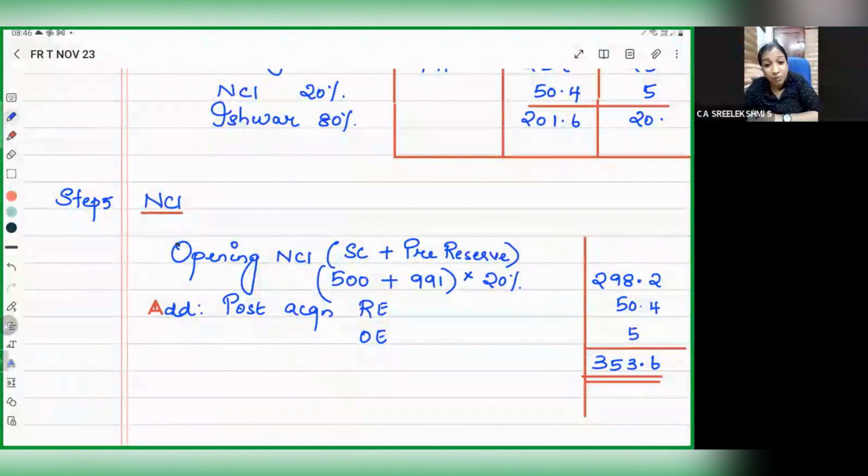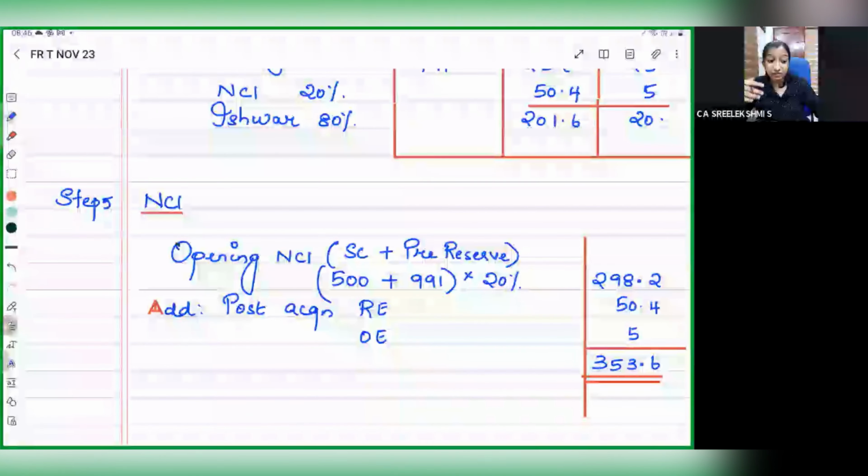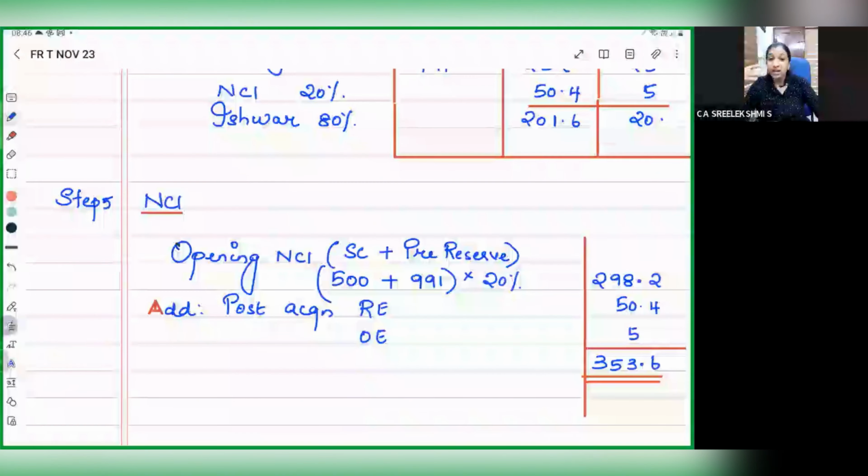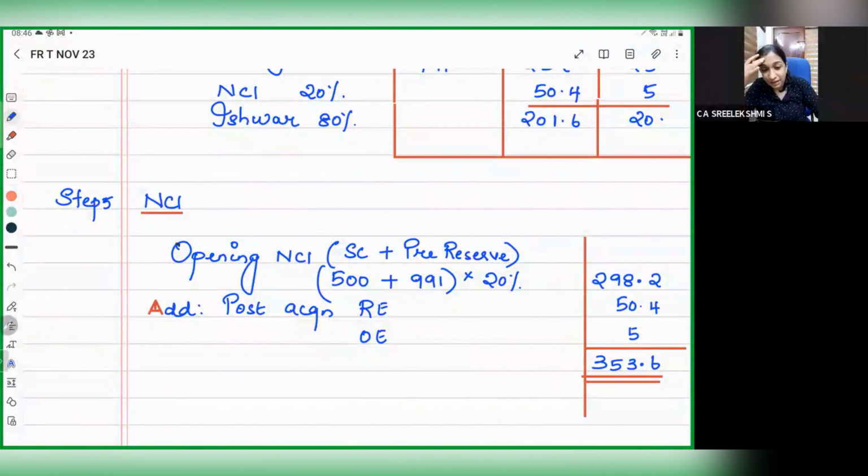Then normally in NCI, what is the adjustment? What are the extra adjustments that can come? If dividend paid, less share of dividend already received. If there is impairment loss, share of impairment loss. These are the adjustments that can come.